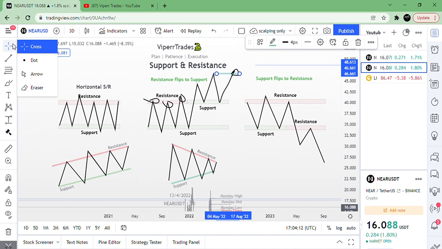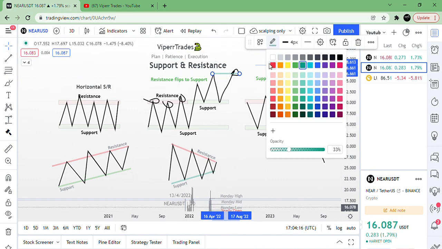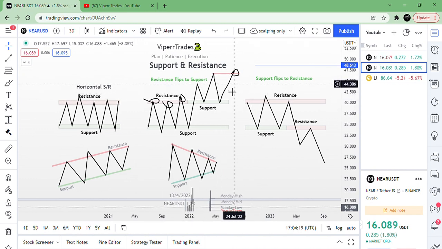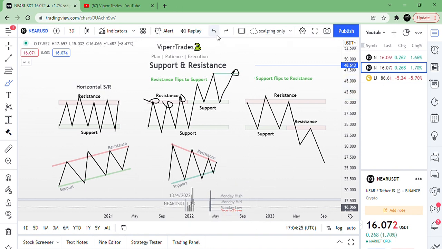So let's just sketch that out quickly. This could possibly be your new resistance right here. So you want to see something like that, and price will just keep doing that. So let me just erase that quickly.